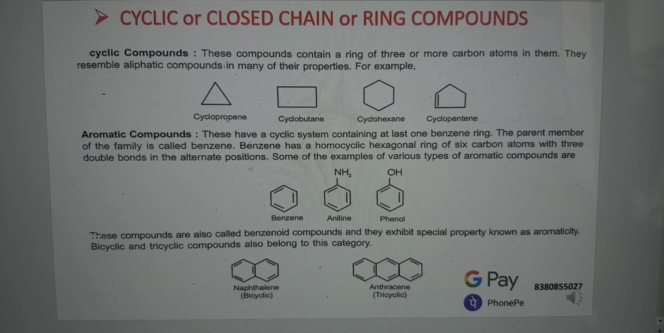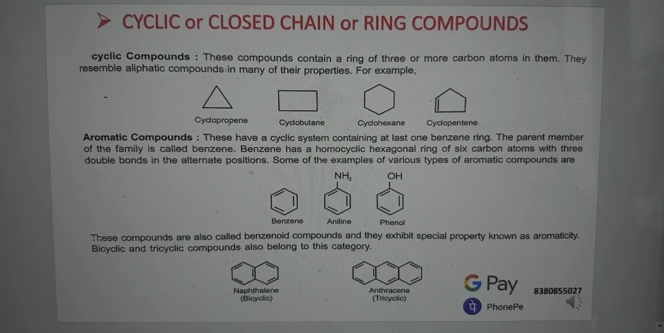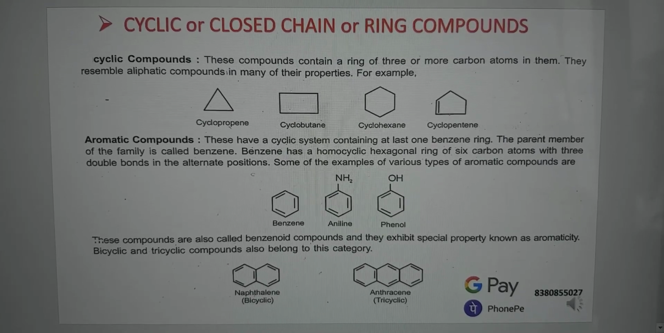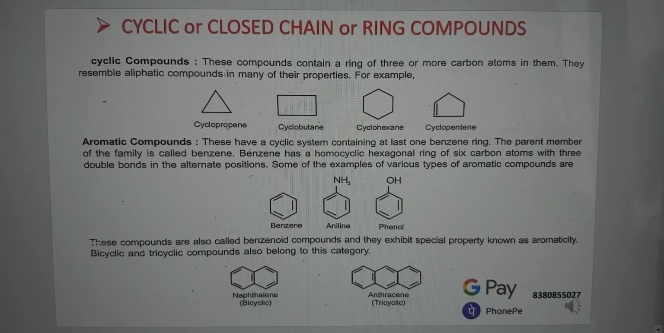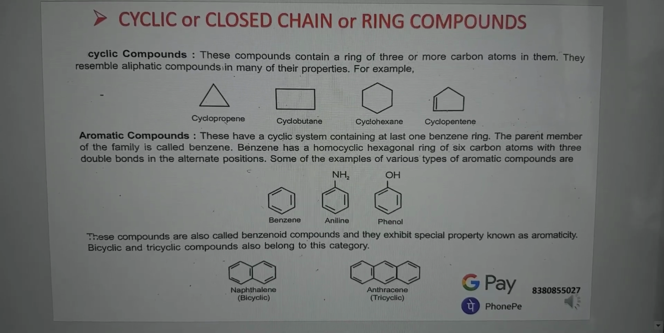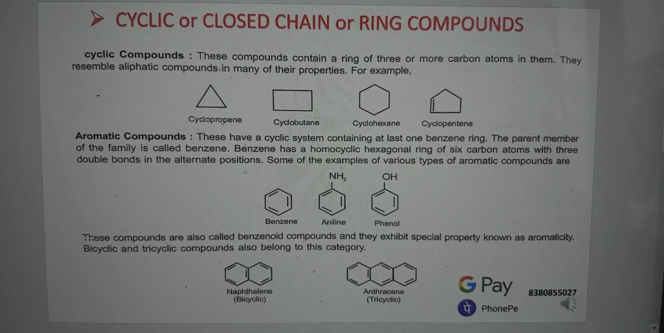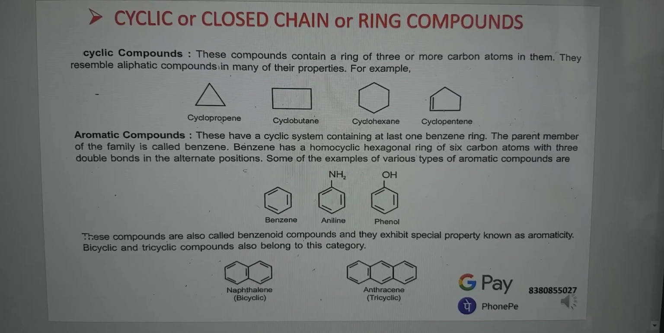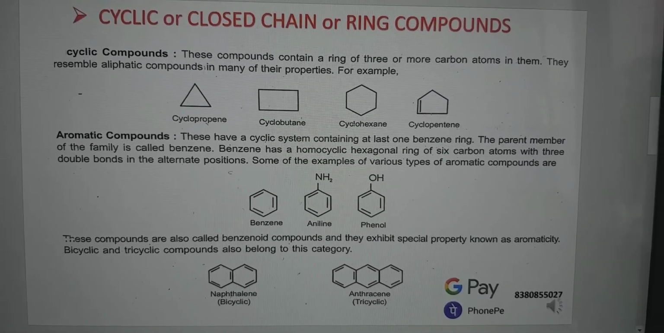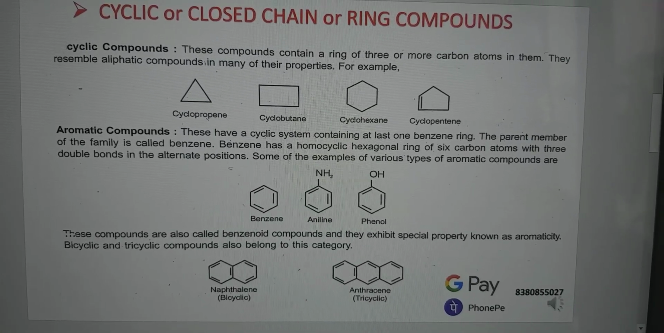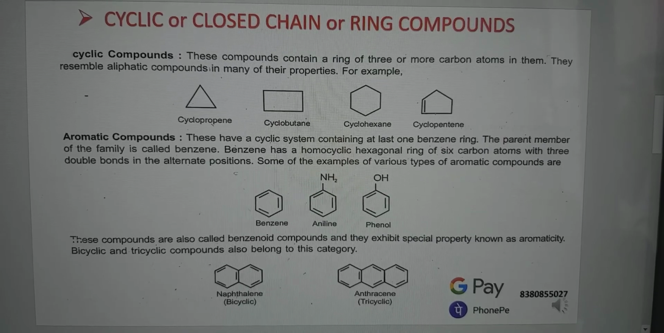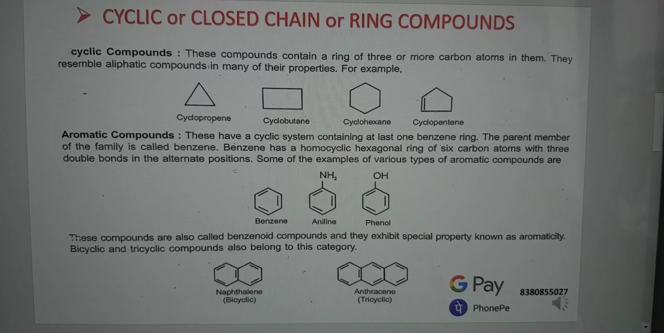Now let us study another compound, that is aromatic compounds. These have a cyclic system containing at least one benzene ring. The parent member of the family is called benzene. Benzene has a homocyclic hexagonal ring of six carbon atoms with three double bonds in alternate positions. Some examples of various types of aromatic compounds are benzene.